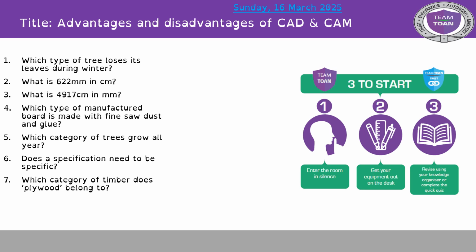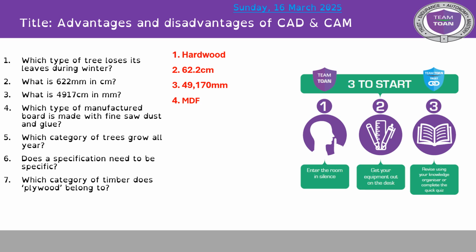So the answer to question number 1 is hardwood. 622 millimeters in centimeters is 62.2 centimeters. 4,917 centimeters in millimeters is 49,170 millimeters. Please make sure to put down the unit. Which type of manufactured board is made with fine sawdust and glue? That's MDF or medium density fiberboard.